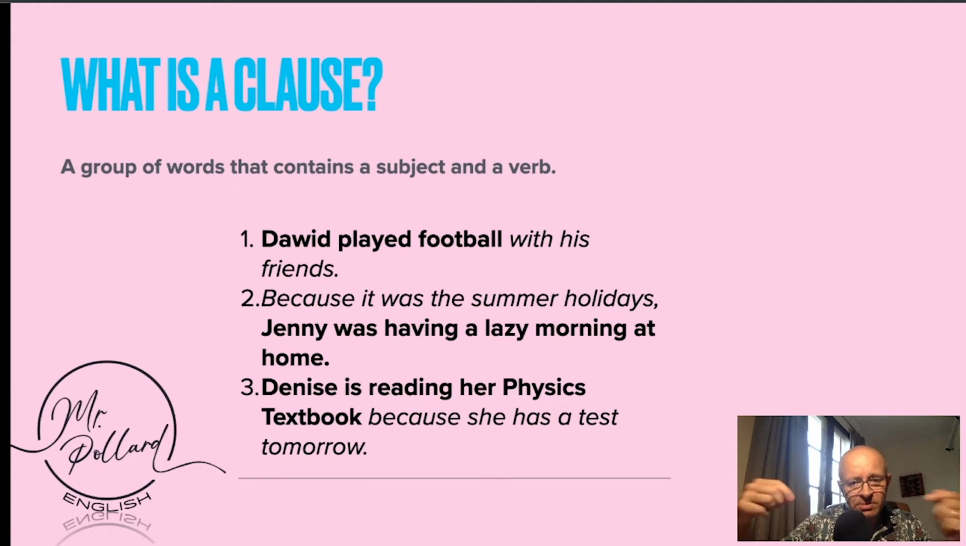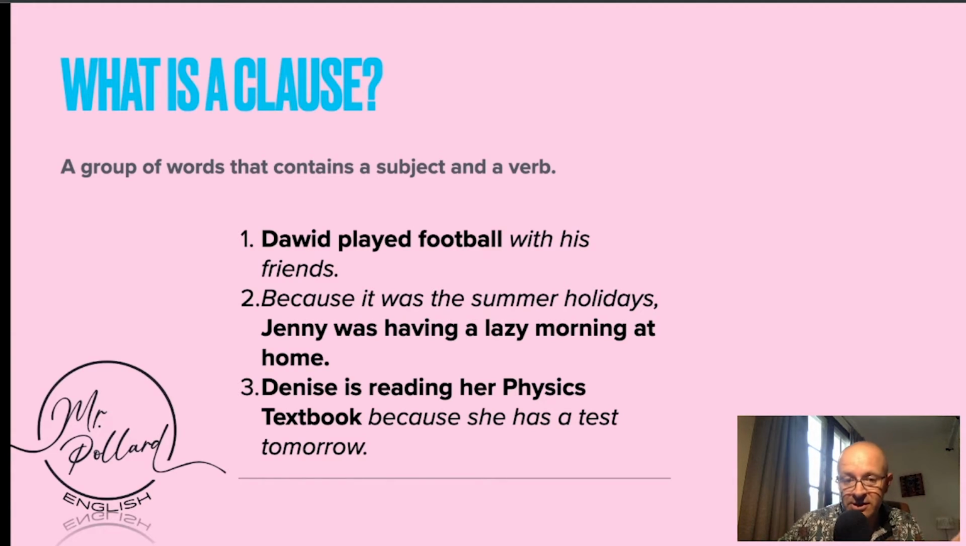Now, it doesn't always have to be in this order in a sentence. Have a look at sentence 2. Because it was the summer holidays, Jenny was having a lazy morning at home. The first part there is the subordinate clause, and in bold, Jenny was having a lazy morning at home. That would make sense on its own as a sentence. That's our main clause. So in deciding whether you're dealing with a main or subordinate clause, ask yourself, would that stand alone as a sentence on its own? If the answer is yes, then you're dealing with a main clause.